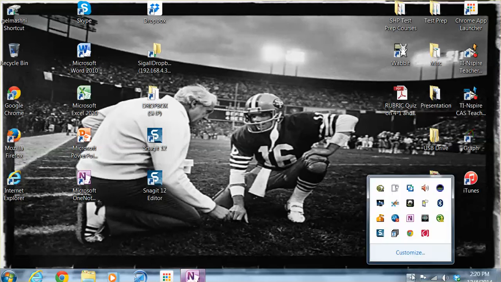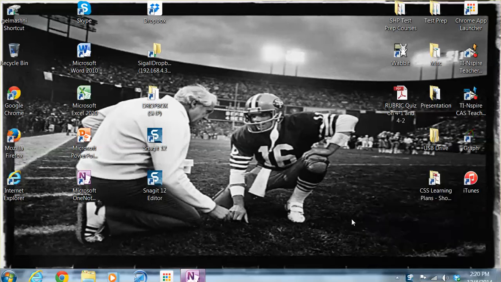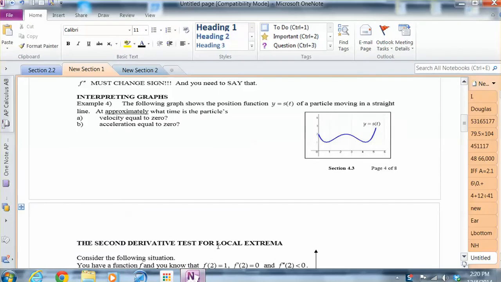Welcome to a video on section 4.3, the bottom of page 4 to page 6. So let's start with interpreting graphs, example 4, which is the bottom of page 4 of the 4.3 notes.